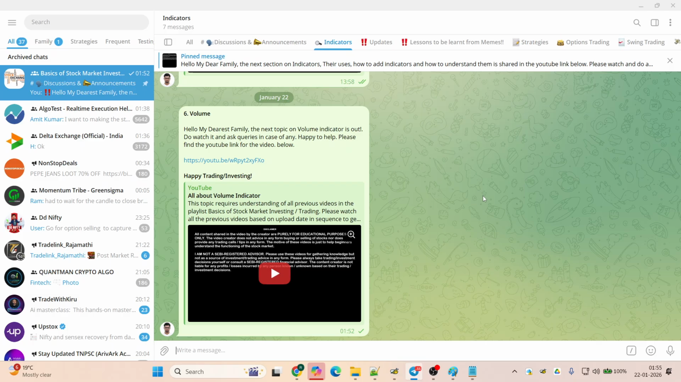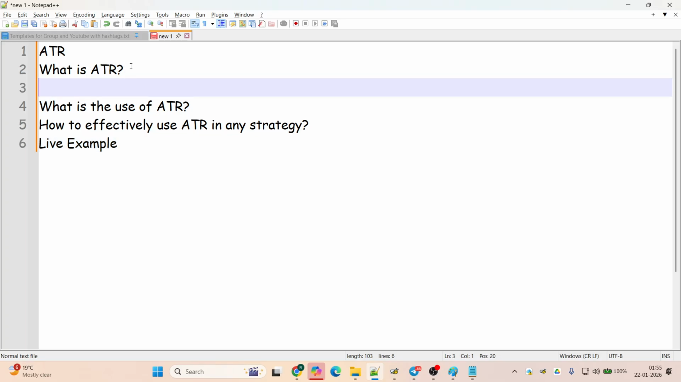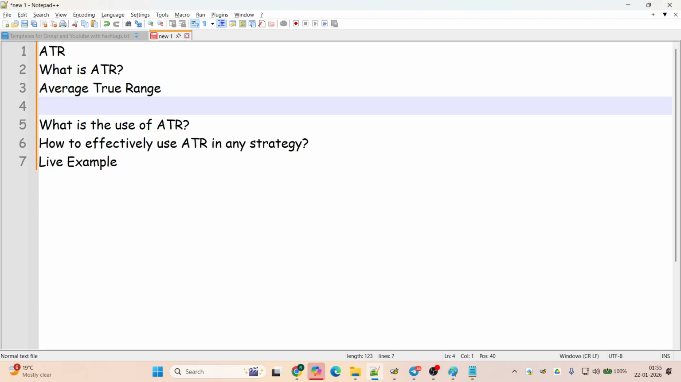So, we are going to the next topic, which is called ATR. Okay, so what is ATR? ATR is nothing but average true range. So, what does this actually mean? Basically, ATR measures the volatility of any particular stock.